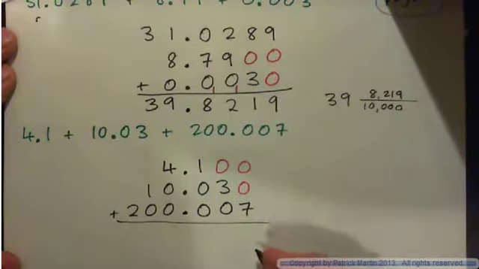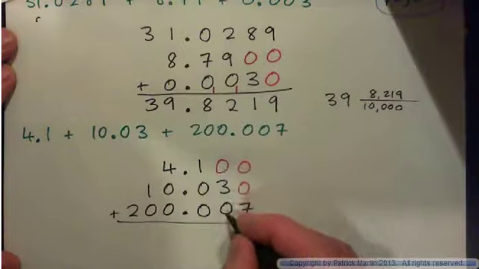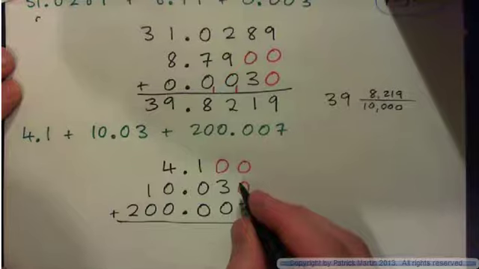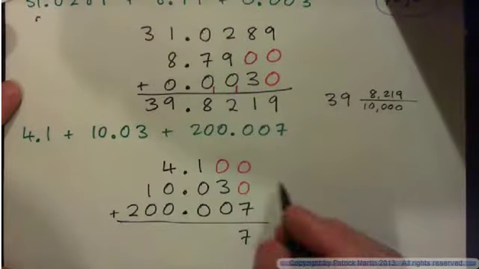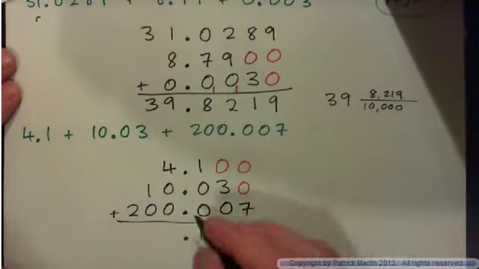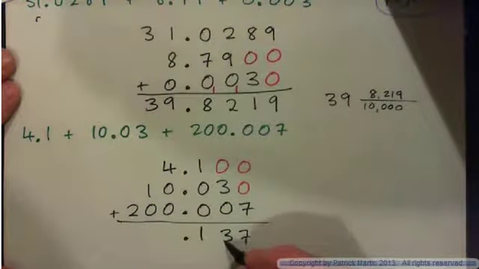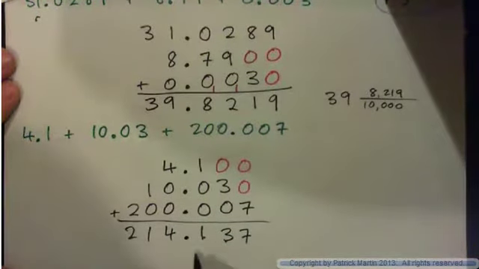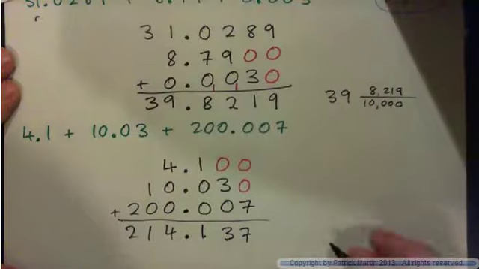So 0, 0, and 7, of course, is 7. 0, 3, and 0 is... So go ahead and write down the answer. Have you got it? Press pause if you want to finish it. 0, 3, 0, that's 3. This is 1. Now, so that's 7 thousandths, 3 hundredths, 1 tenth, 4 units, 1 ten, and 200. So 214 and 137 thousandths, right?